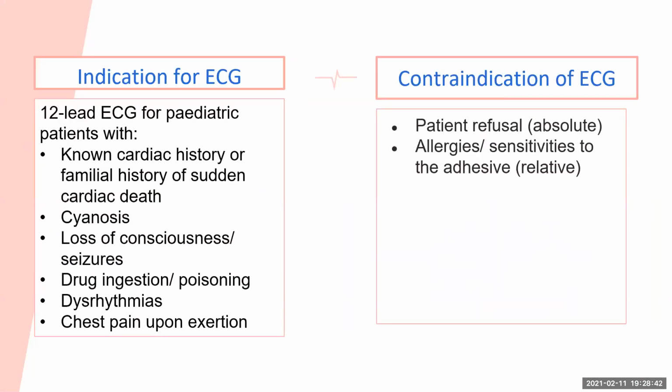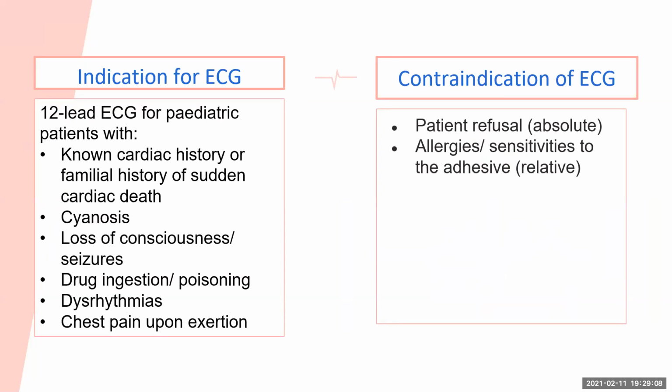Okay, next. So these are the indications for ECG. It is indicated in patients with known cardiac history or family history of sudden cardiac death, or patients with cyanosis, loss of consciousness, or seizure, or patients who have ingested drugs or poisons, patients presenting with dysrhythmia, or patients who present with chest pain upon exertion.